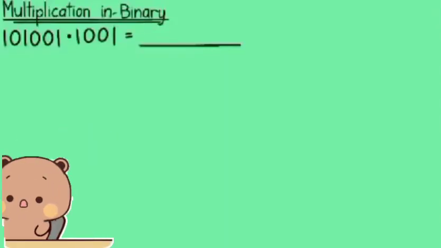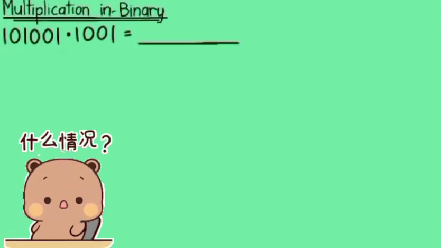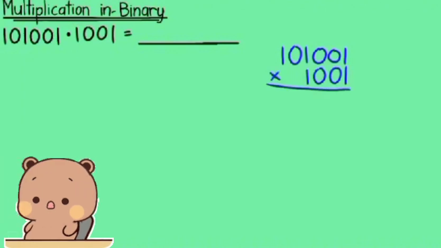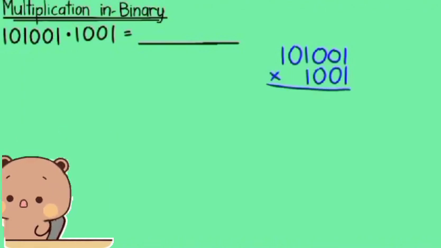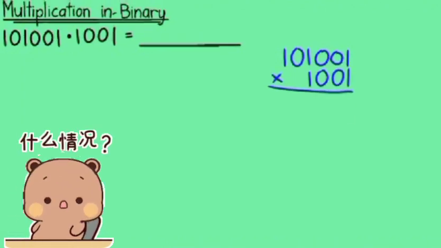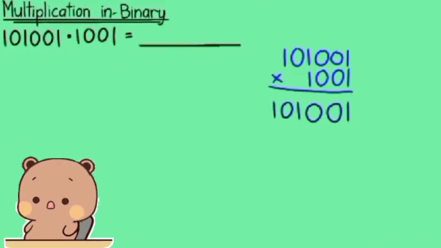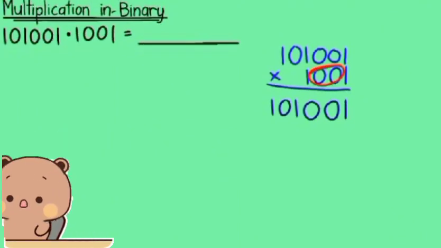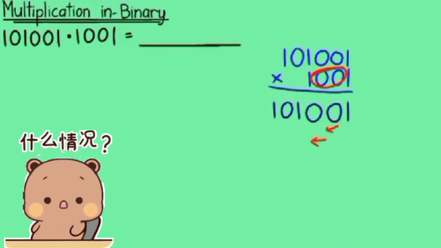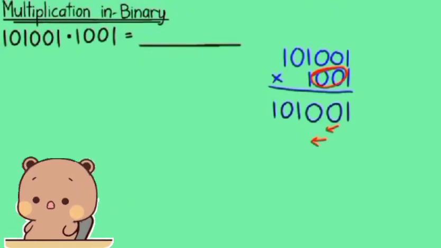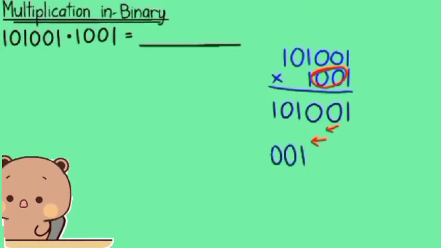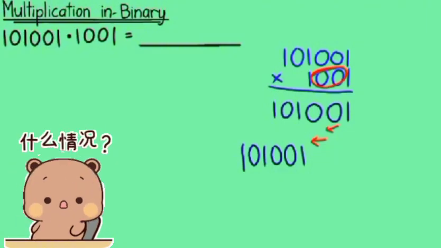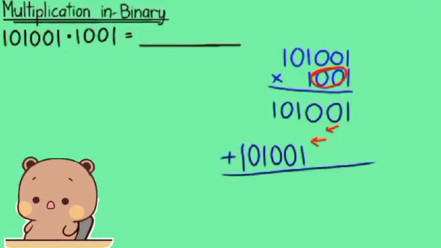How to do multiplication in binary. Just simply multiply all the binary. The product of 100,001 times 1 is 100,001. Since there are two zeros, skip the 2 digits. The product of 101,001 times 1 is 101,001. Then add all the multiplied binary.